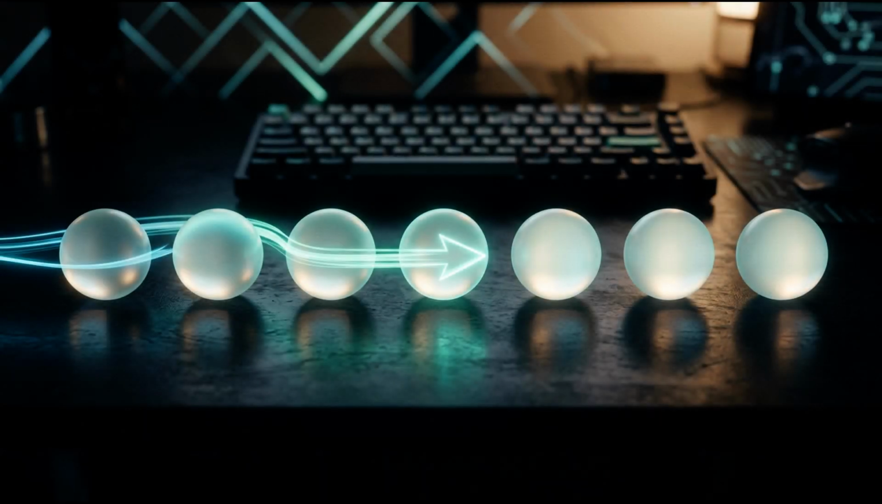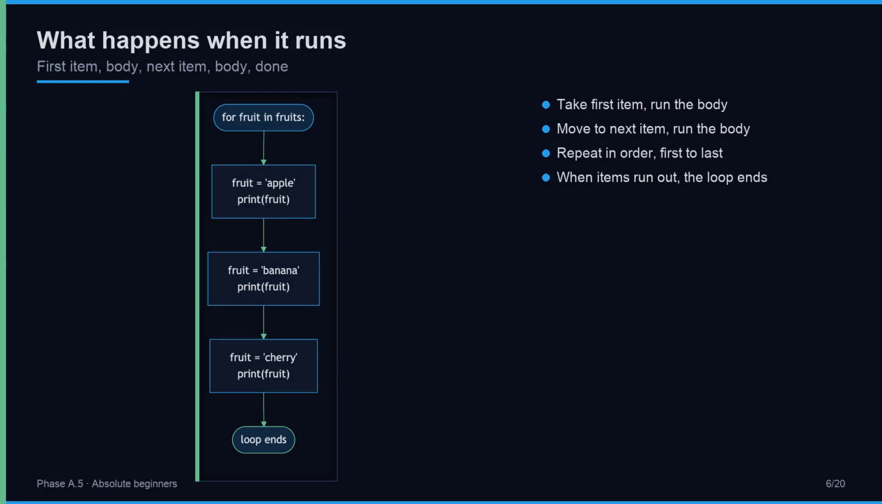A list has an order, first item, second item, last item. The loop honors that order. It starts at the beginning and walks forward, never back, until the list ends. Forward, in order. Picture what happens when the loop runs. Python stands at the start of your list. It takes the first item, gives it to your variable, and runs the body top to bottom. When the body finishes, Python steps forward to the next item, gives that to your variable, and runs the body again. Item by item, in order, from first to last. When there are no more items, the loop ends and your program continues on the line after it. One body, many passes.